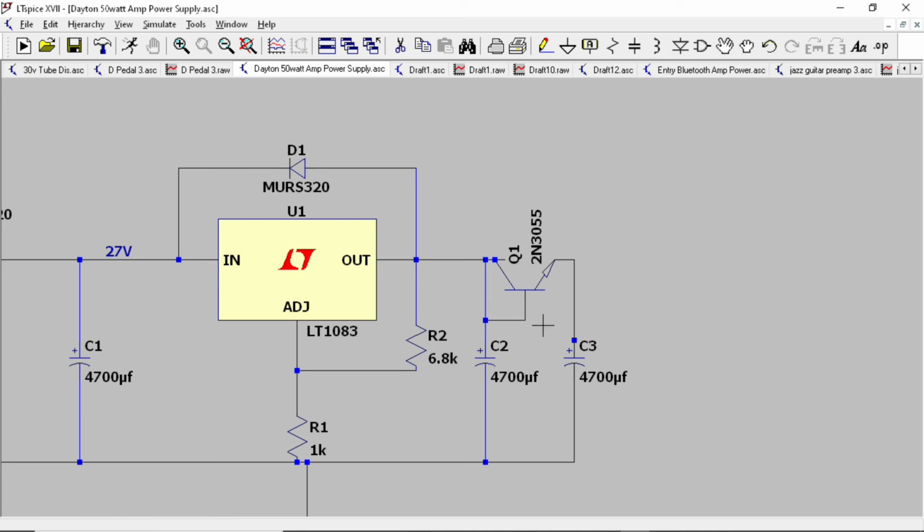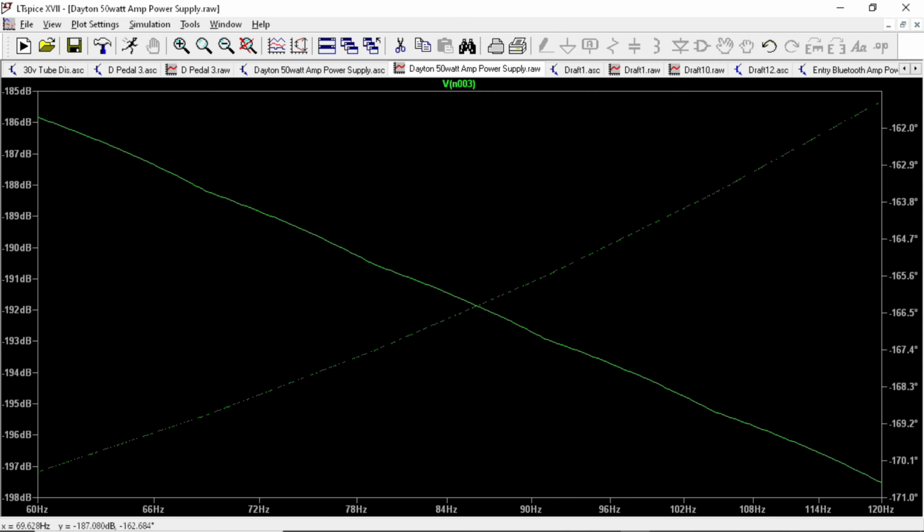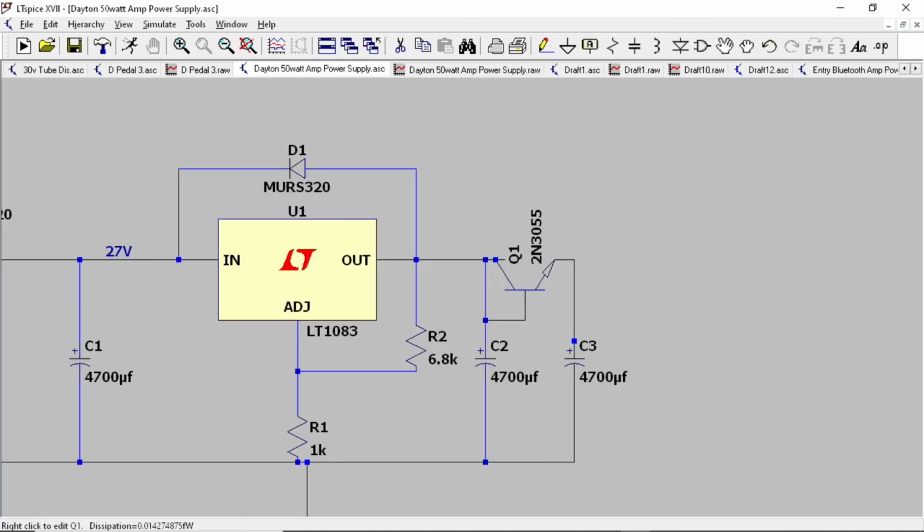Now this transistor is able to draw up to 15 amps at 60 volts, I think, which is great, since I only want to run it at 5 amps at 24 volts. So it should be fairly relaxed and not stressed too much. If I put this here, let's see what we get. We get negative 186 at 60 hertz and negative 198 dB at 120, which is excellent. That's better than what I was even shooting for, and it solves our problem, right?